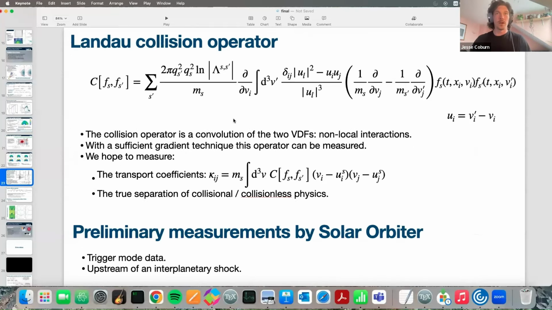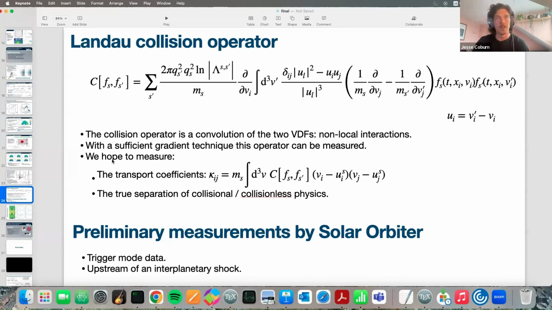So what I've done is I've rewritten Landau's collisional operator here. Okay, it evolves the velocity space gradients here onto F. It's got some complicated mathematical properties that make it beautiful. It is a convolution of two VDFs. Okay, and then you have this difference, this increment here, which forms this operator here, which is responsible for all these non-local interactions. Collisions are a very complicated interaction.